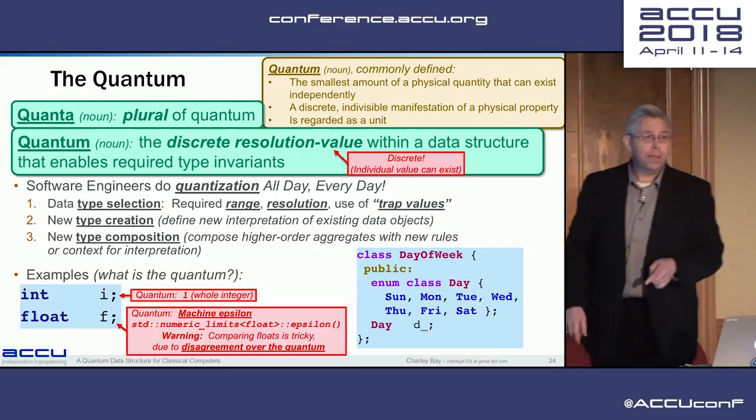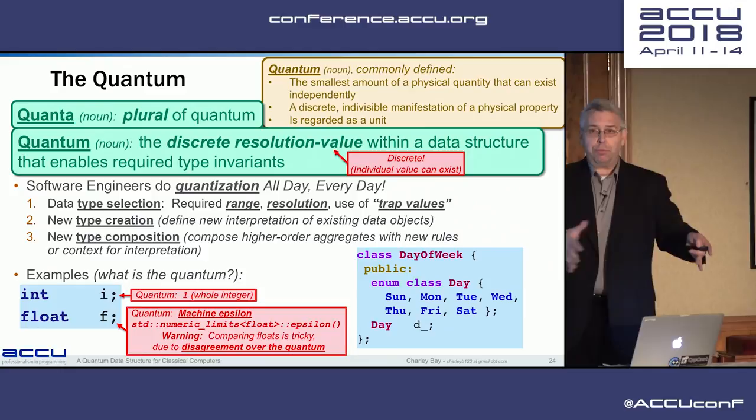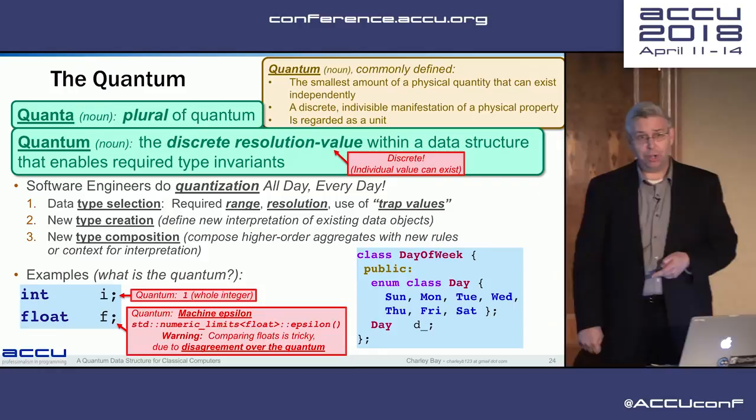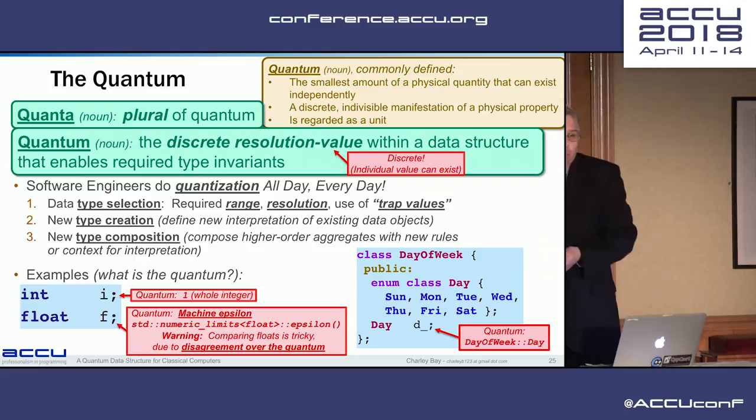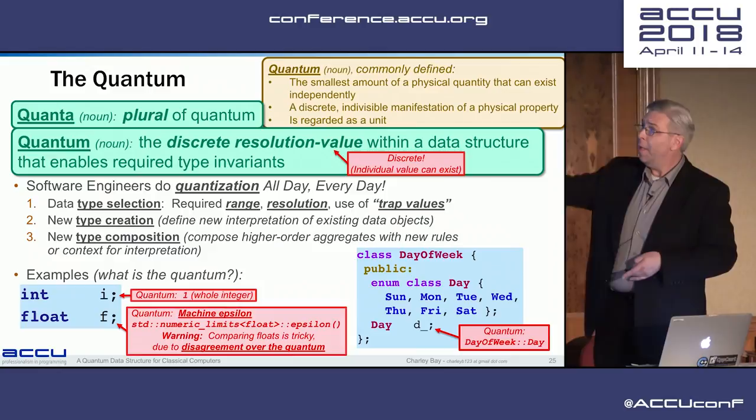Day of week. Class DayOfWeek, Monday through Sunday or Sunday through Saturday or however you wanna do it, we have enumerated values. What's the quantum of that data structure? Yeah, it's the day. It's gonna have one of those values, one of the enumerated values in there. And all the higher order types, they all drop out to having a quantum. There is a representable state. We'll snapshot into the bit pattern.